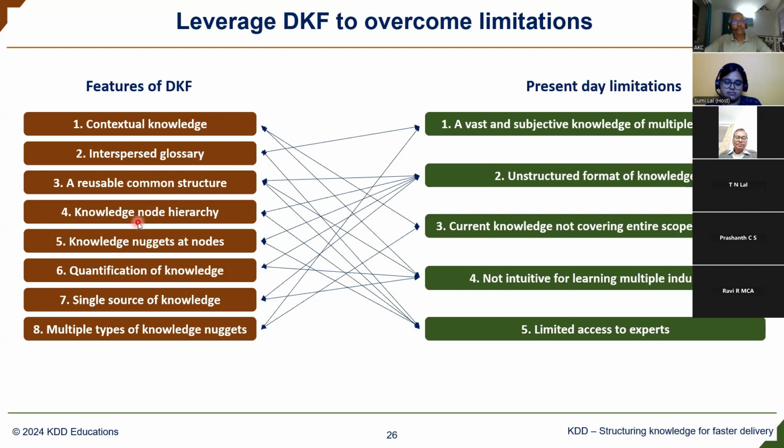Knowledge node hierarchy. As I said, the knowledge node is where all the knowledge is retained, right? It's a container. Knowledge nuggets are at the node. This is the atomic piece of knowledge. Quantification of knowledge. This is very, very powerful.